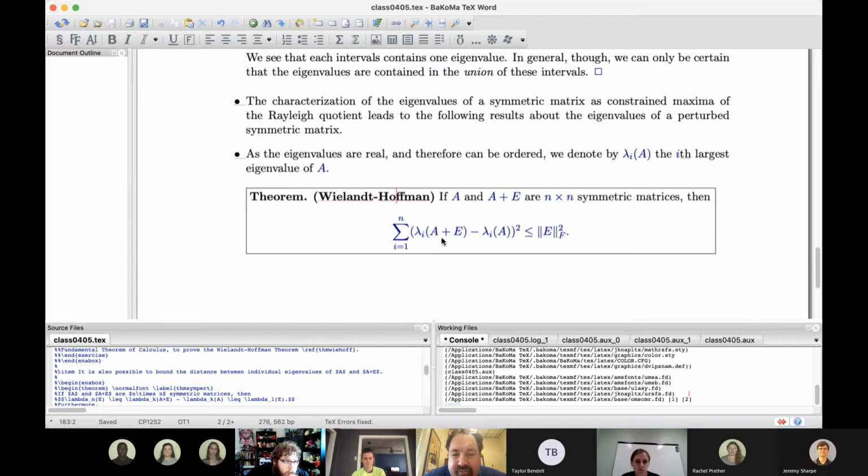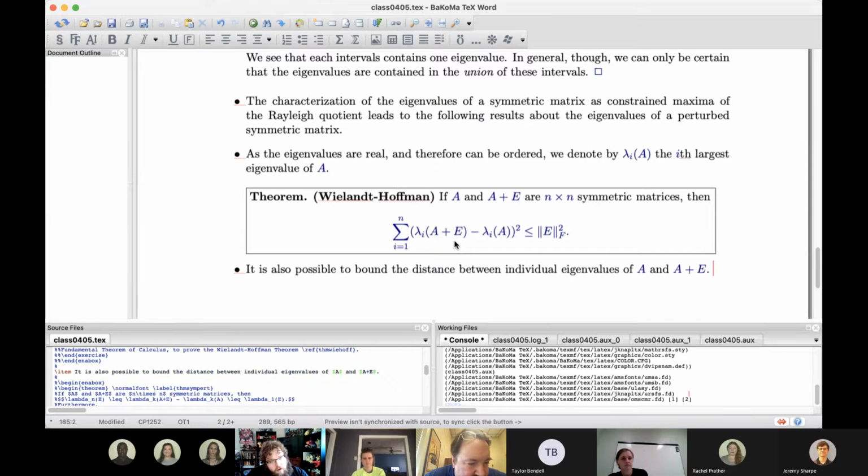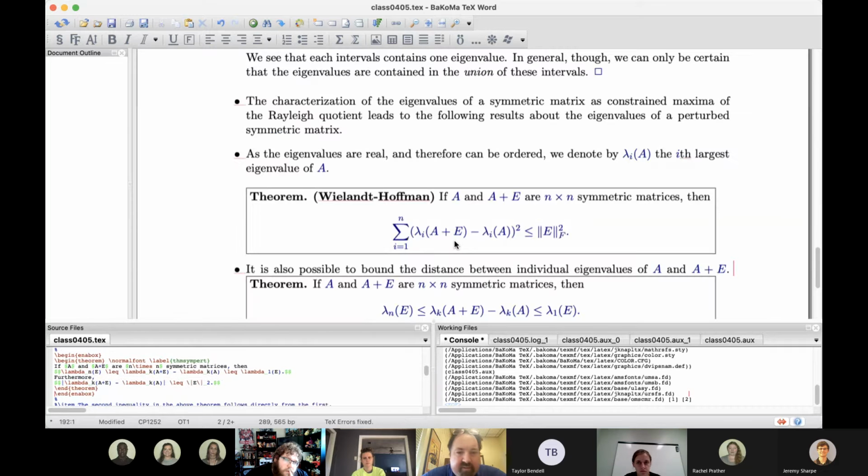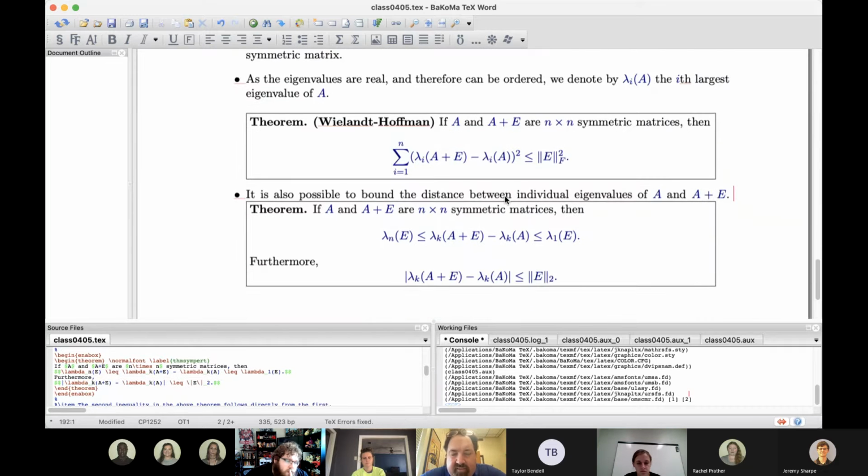But this does not help with finding out how much individual eigenvalues change, because notice we're summing from 1 to n, so this covers a total change in the eigenvalues. But we do have another theorem about changes in individual eigenvalues. This one right here. The difference between any eigenvalue of A plus E, so the kth largest eigenvalue of A plus E versus the kth largest eigenvalue of A, is bounded above and below by the smallest and largest eigenvalues of the perturbation E.